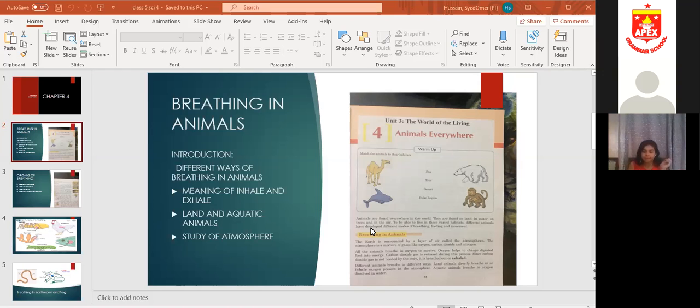So we know that Earth is surrounded by a layer of air, as you have also read in your previous classes about atmosphere. What is atmosphere? You have also read about the layers of atmosphere. Today I'm just going to tell you what atmosphere is. It is a layer of gases which surrounds the Earth. It consists of a mixture of gases, not only one gas, like oxygen gas, carbon dioxide gas, nitrogen gas.